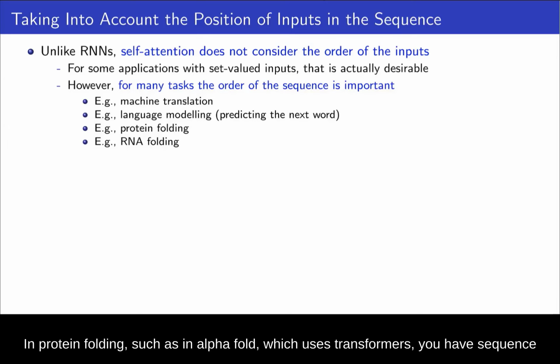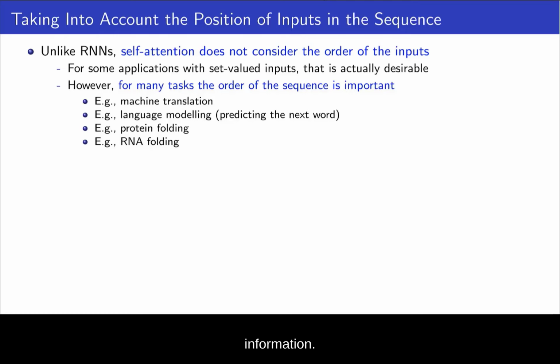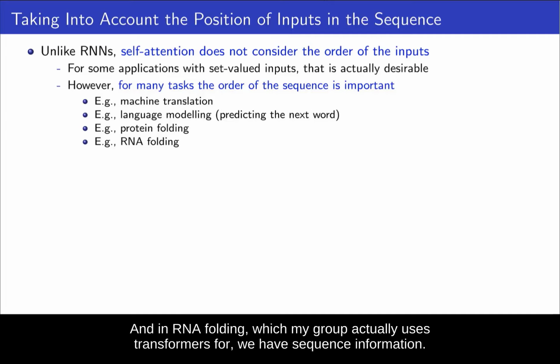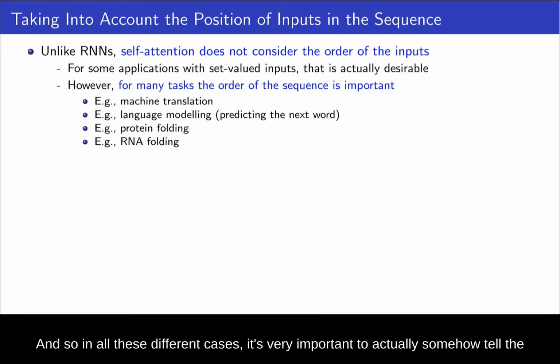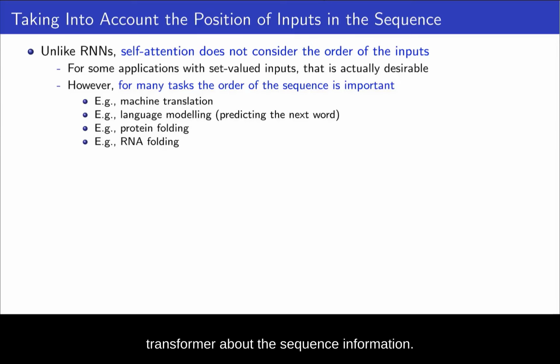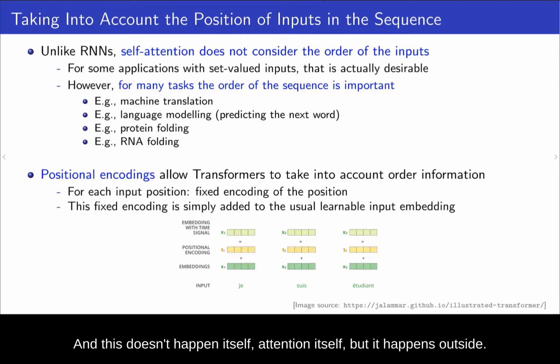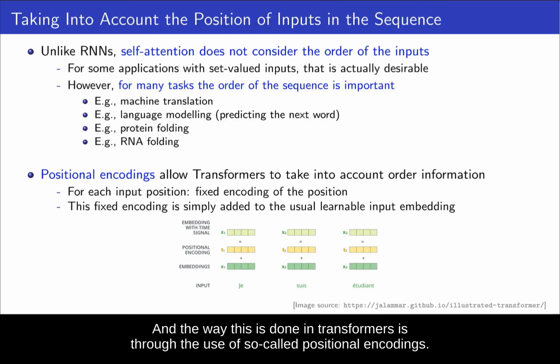In protein folding, such as in AlphaFold, which uses transformers, you have sequence information. And in RNA folding, which my group actually uses transformers for, we have sequence information. And so in all these different cases, it's very important to actually somehow tell the transformer about the sequence information. And this doesn't happen in self-attention itself, but it happens outside. And the way this is done in transformers is through the use of so-called positional encodings.